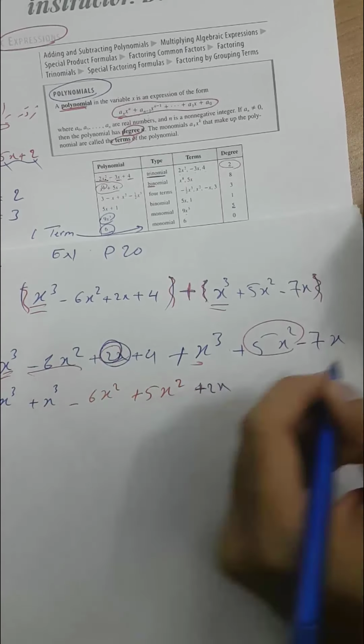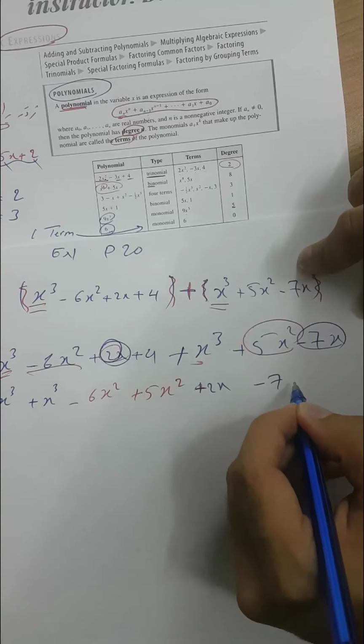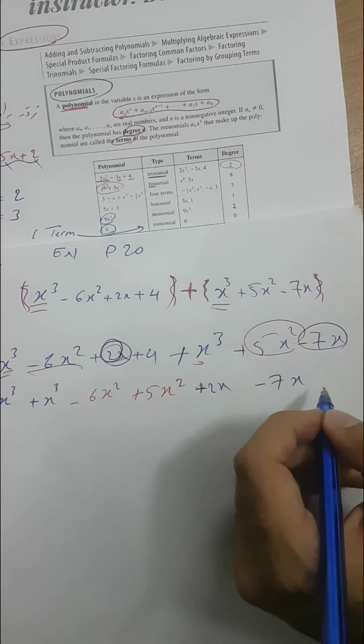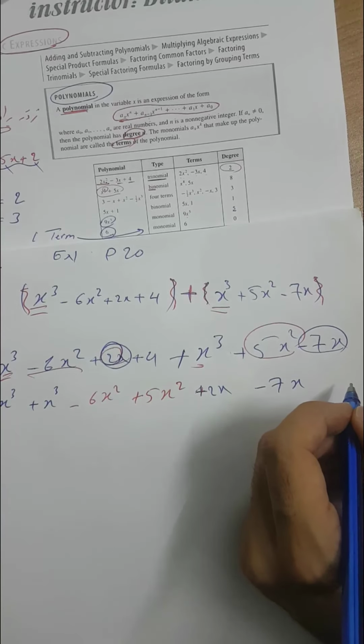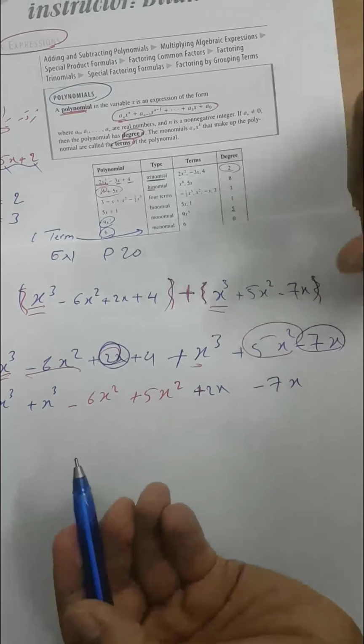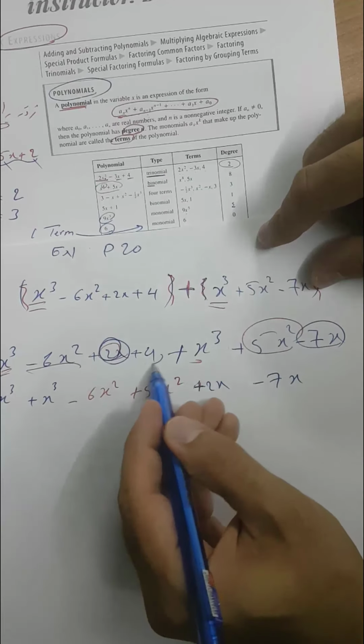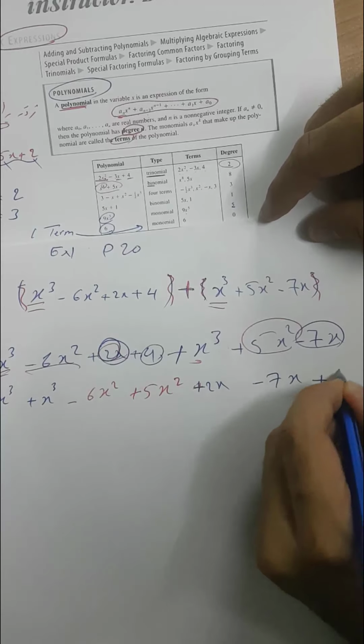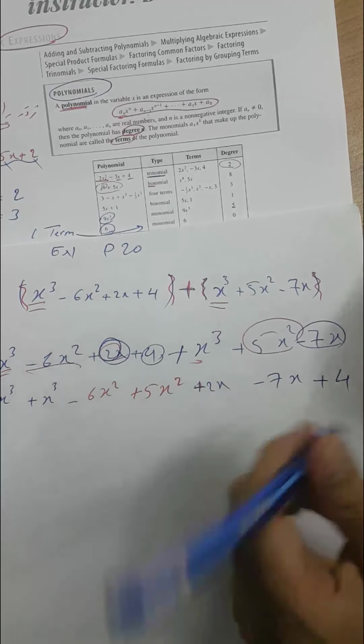Plus 2x. Again, I have minus 7x. Okay? Minus 7x. So again, what do we have? Just the numbers remain. So we have the number 4 without anything, which means x to the power 0.